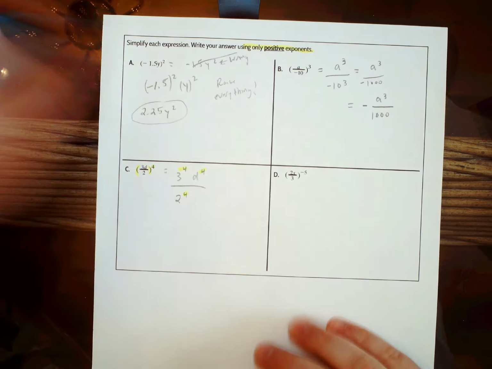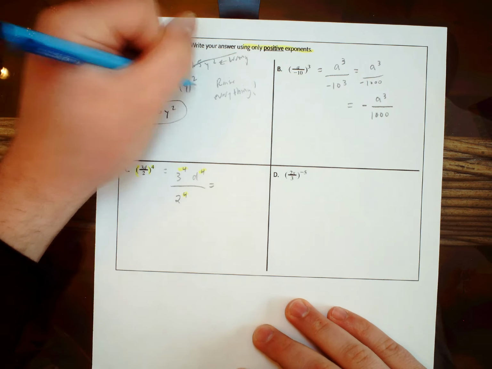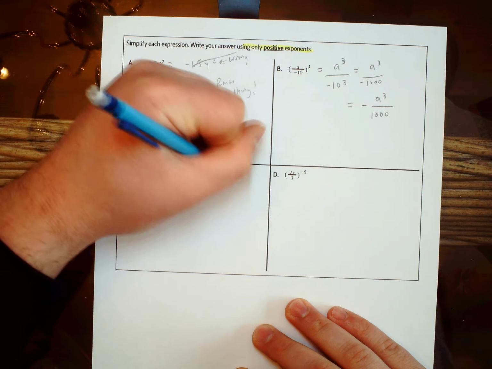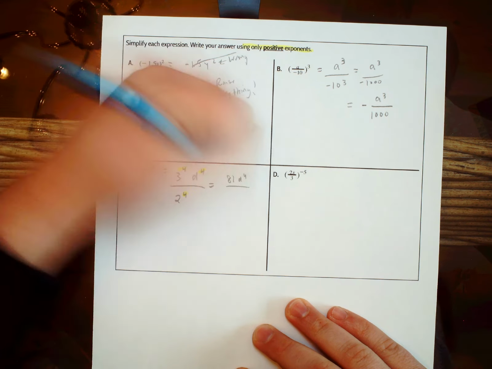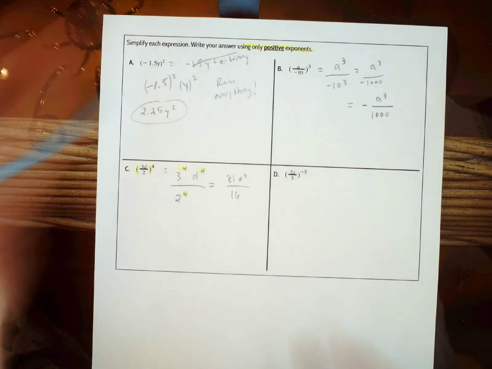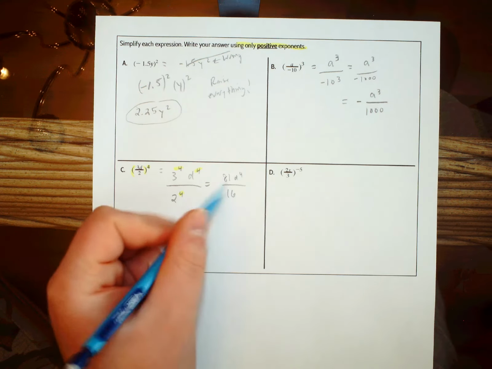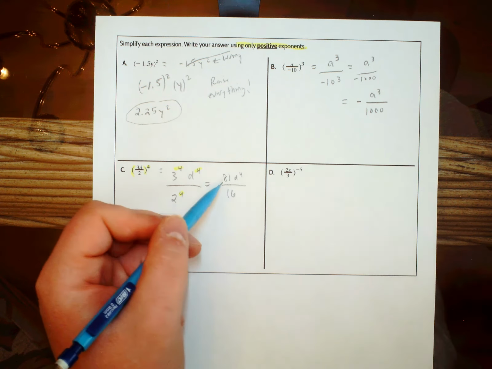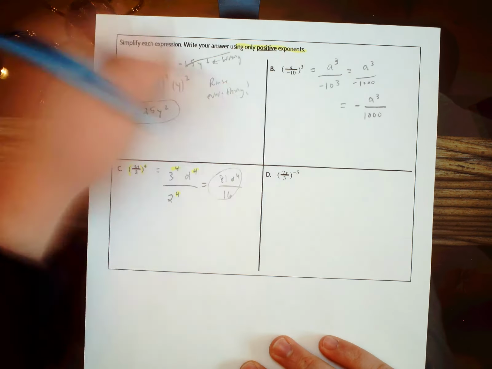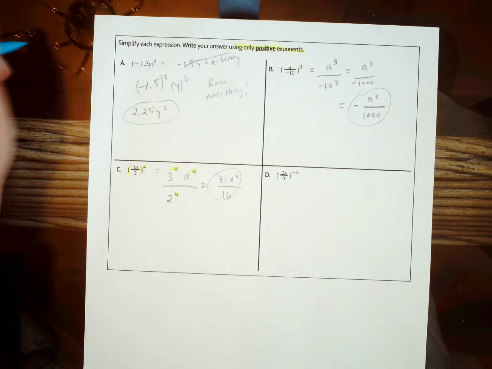Now you just evaluate. 3 to the 4th is 81. d to the 4th over 16. You should check to see if you could simplify this fraction anymore. I already checked for you. You can't, so you can leave it. And there's your answer.